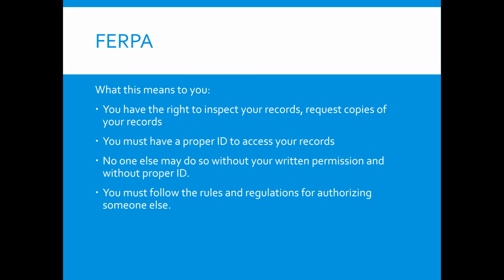What this means to you: you have the right to inspect your records and request copies of your record. You must have a proper ID to access your records. No one else may do so without your written permission and without the proper identification. You must follow the rules and regulations for authorizing someone else.